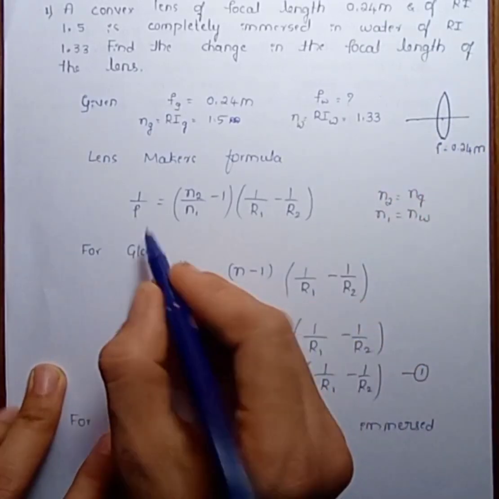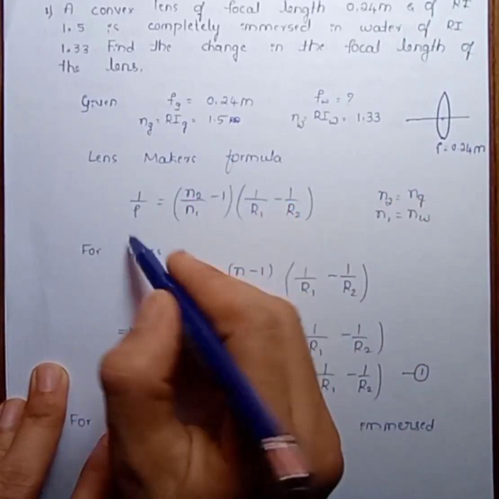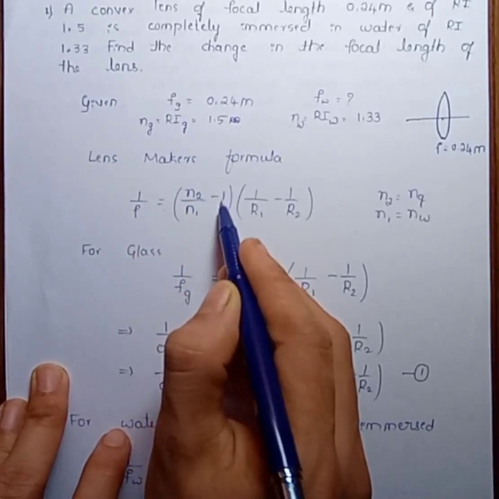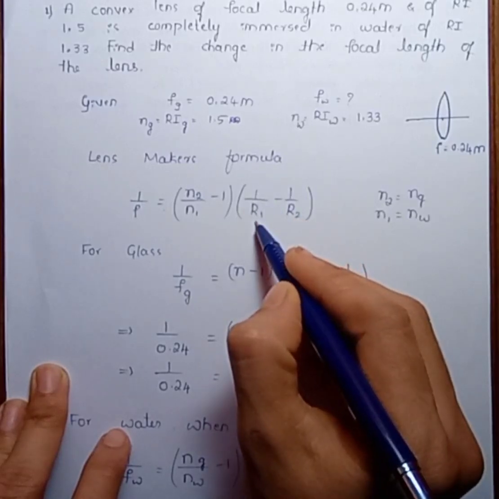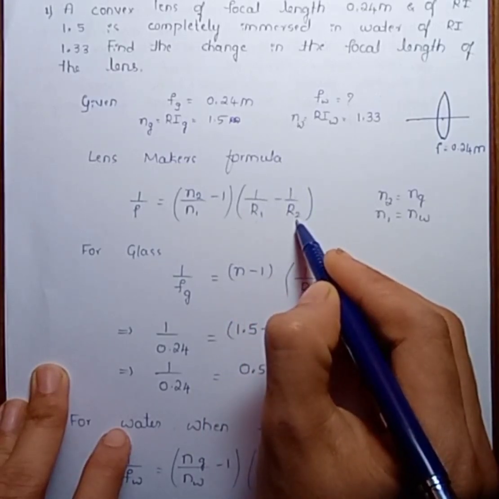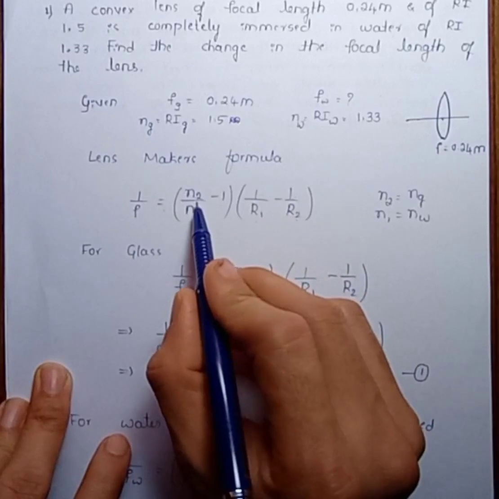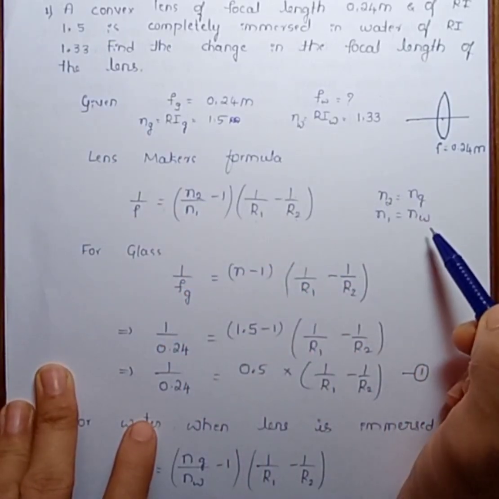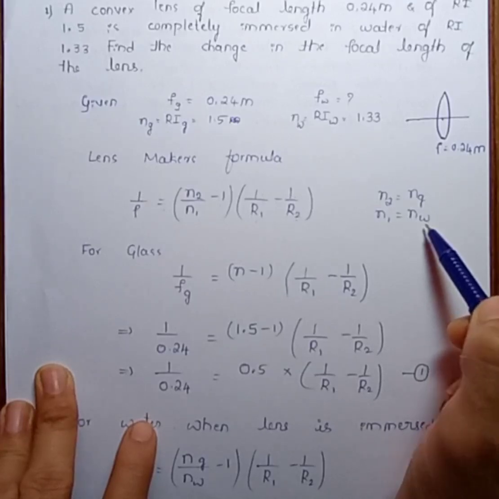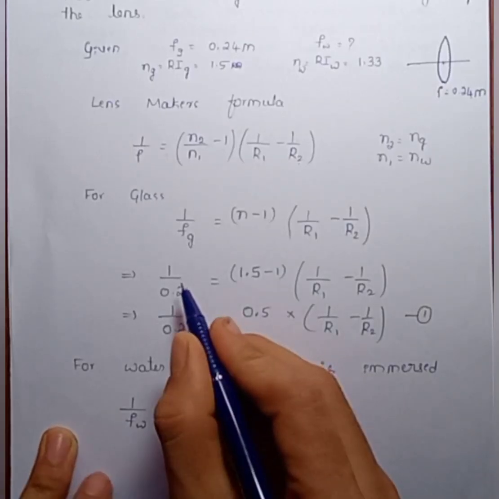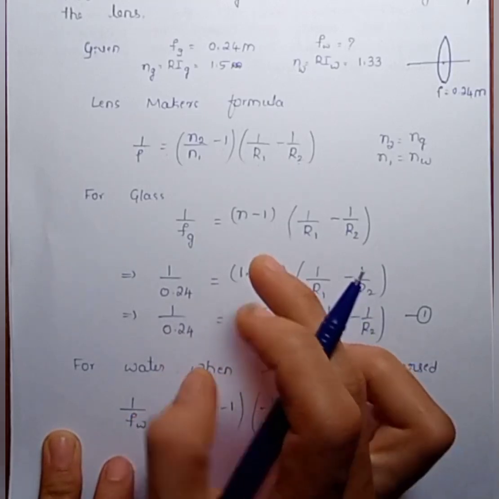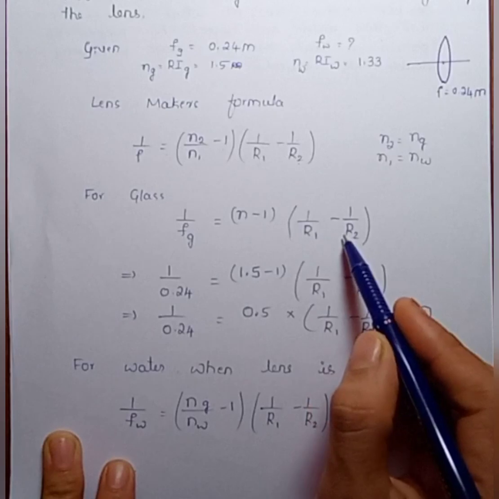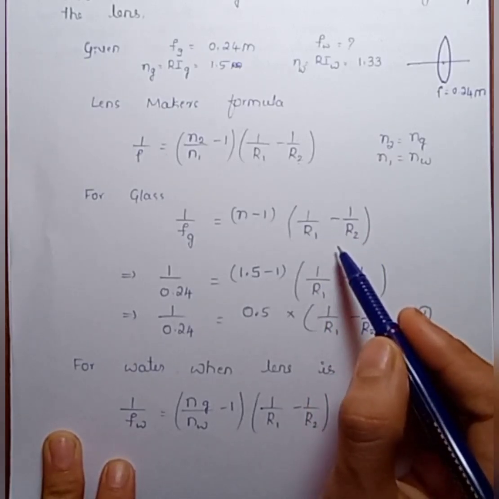Now we know the formula, the lens maker's formula. That one is 1 by f is equal to n2 by n1 minus 1 into 1 by r1 minus 1 by r2. Now what happens here? N2 is the refractive index for glass, N1 represents the refractive index for water. In the first case only we have to use the convex lens. Here 1 by fg is equal to n minus 1 into 1 by r1 minus 1 by r2. This one is the lens maker's formula.